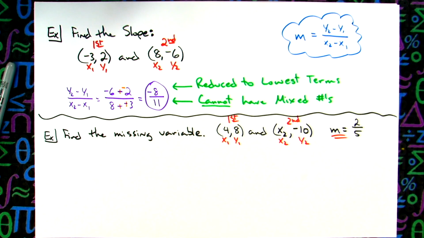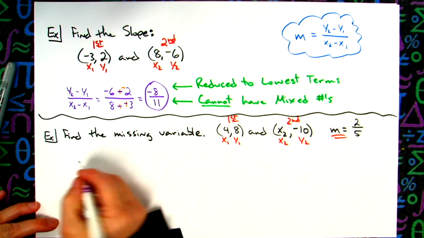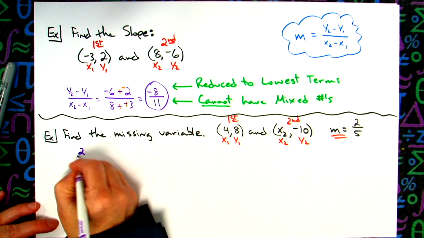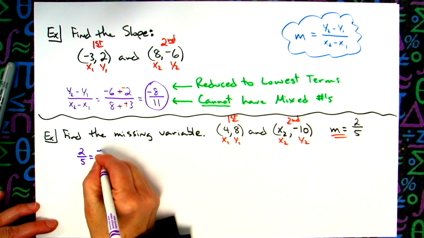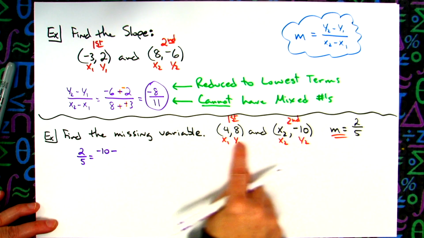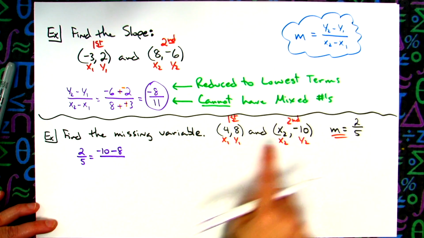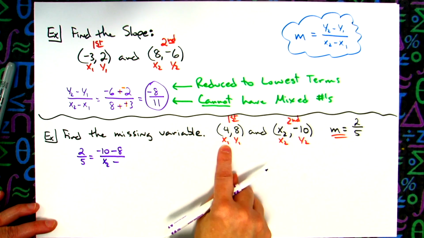Let's go back to purple. So my m, I'm going to replace right there. I'm not going to write the formula down. I'm just going to go 2/5. Now I'm going to do y sub 2 minus y sub 1. y sub 2 is negative 10 minus y sub 1, which is 8, all over x sub 2, I'm actually going to put x sub 2 in there, minus my x sub 1, which is a 4.